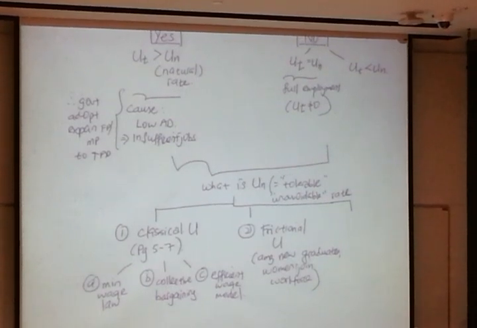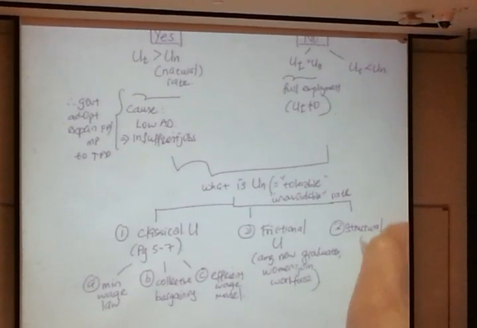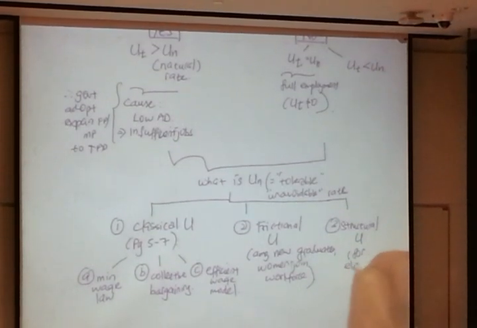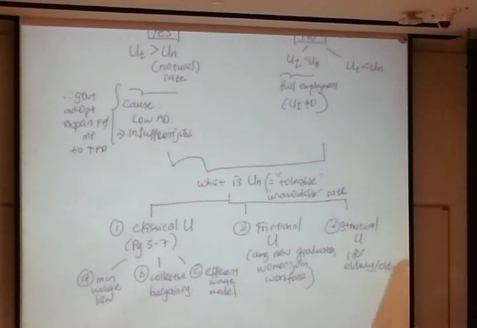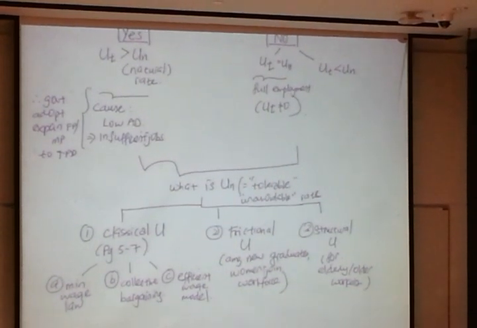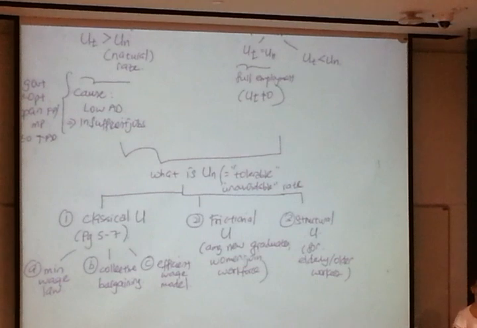Then finally, as you can see in your notes, the last one is structural unemployment. This is usually applicable to elderly or older workers. They were out of jobs, but unlike the new graduates and women, it's not because they don't know where the jobs are. For structural unemployment, the elderly or older workers did not have the right skills. Their skills became obsolete. And that happened in Singapore. In the 90s to 2000, a lot of factories moved out of Singapore.